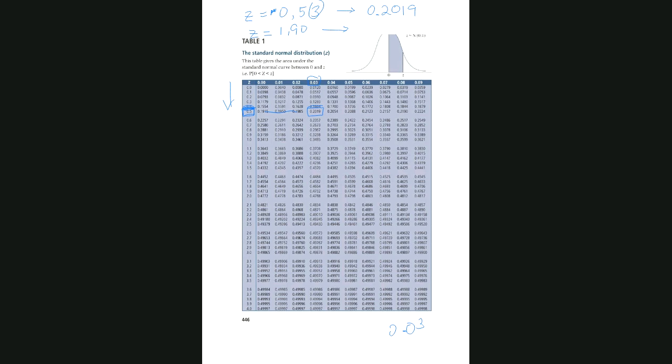Then you have 1.90. So you're looking for the 1.9 going down, which is here. And then you're looking for 0. So it is the first value here. So 0.4713. So now you have two separate Z values. And remember, we said that once you have these probabilities, you then are simply going to add them up. So let's go back to the question.